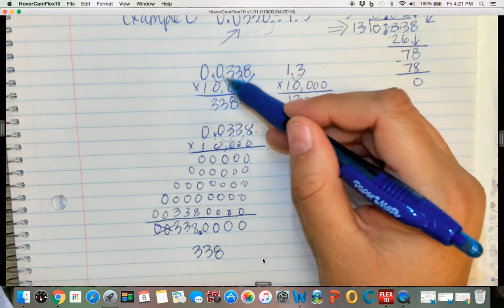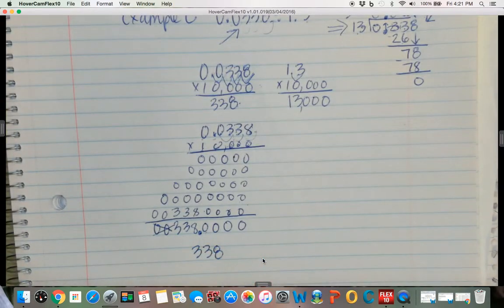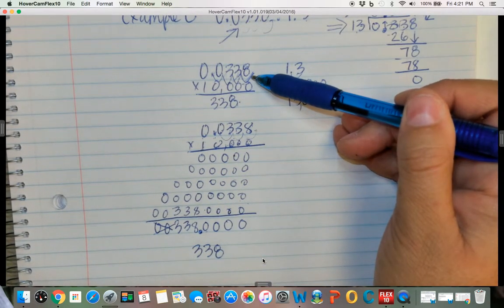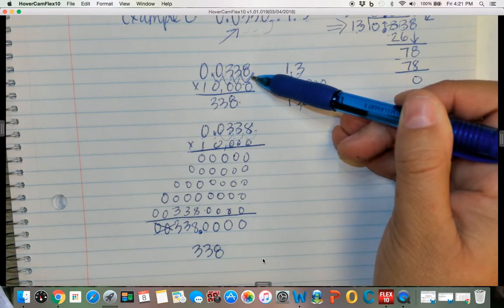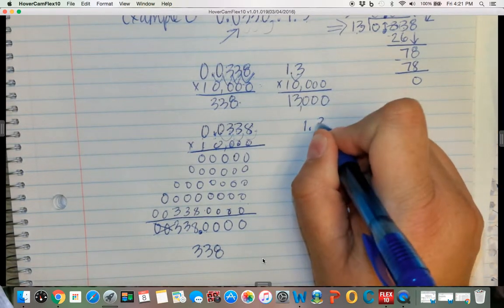Moving it over, moving our decimal is the easy way to say it. But we can move it over because this multiplication works. And if we don't understand that this works, we can't do this. You have to really understand that you're multiplying by powers of 10. Same thing here. Okay, I'm going to do all the work for you.